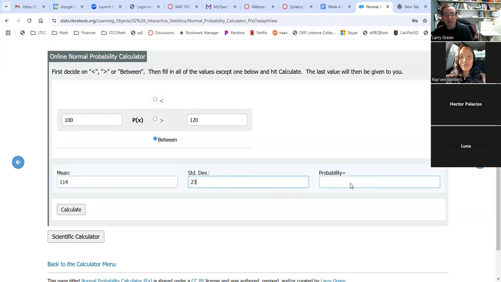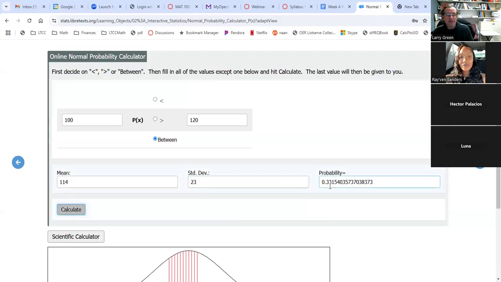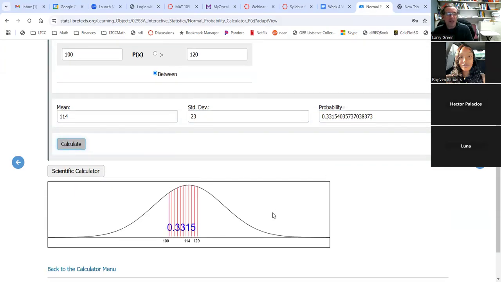I leave the probability blank because I'm supposed to leave the one value we don't know blank. And then hit calculate. And there is our probability. The probability is 0.03315-ish. Probably don't ever need that many decimals.